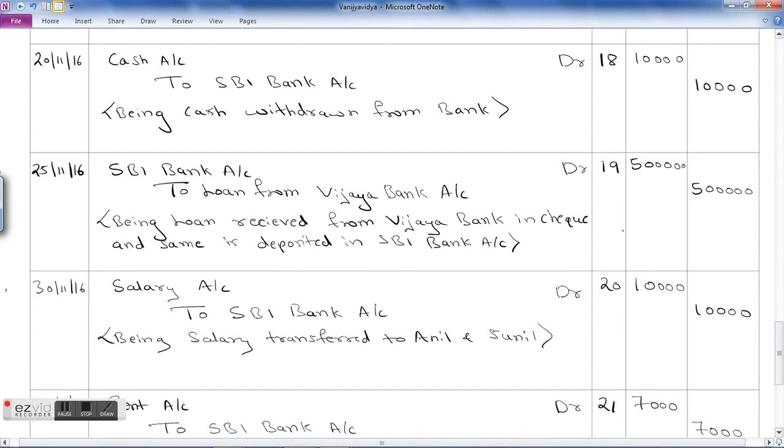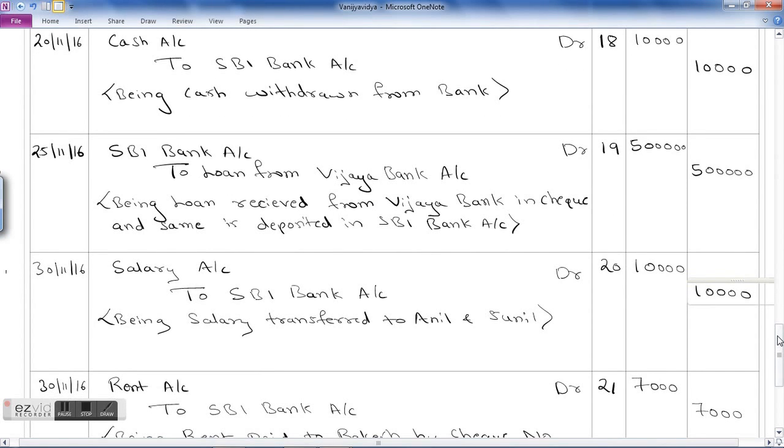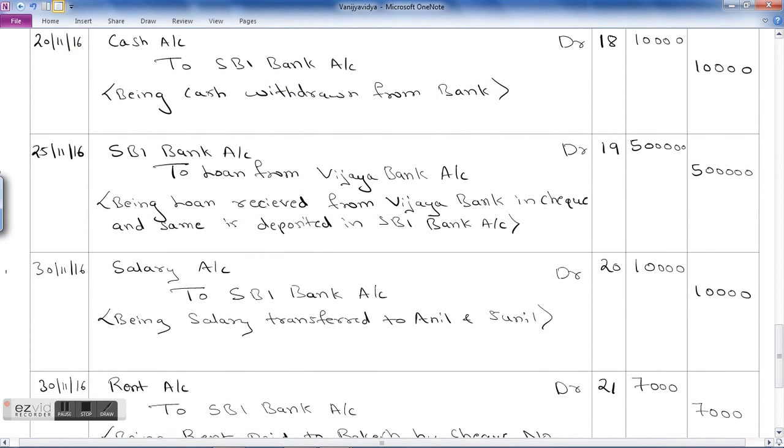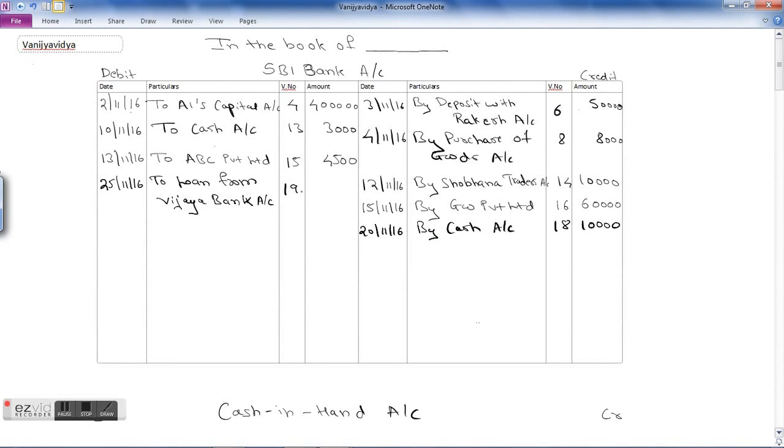Okay, next, SBI bank account debit to loan from Vijaya bank account. Okay, and amount is how much? 5 lakh rupees. Okay, so date of transaction is 25/11/2016. Let's go to SBI bank account 25/11 to loan from Vijaya bank account. Okay, what is the transaction number? Transaction number is 19, amount is rupees 5 lakh.